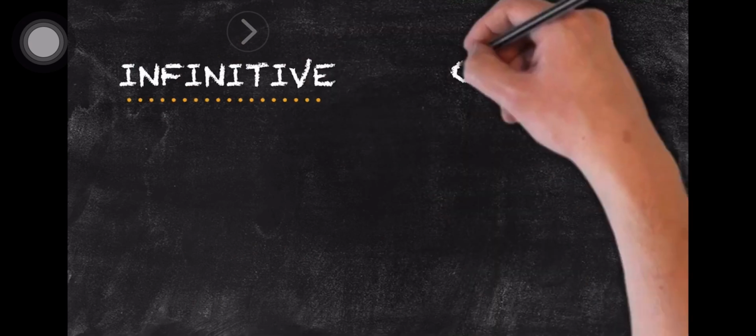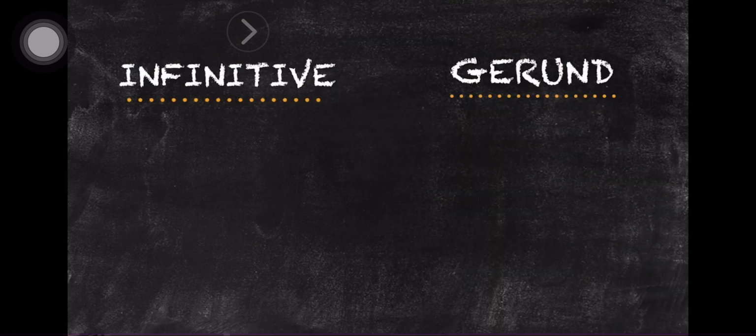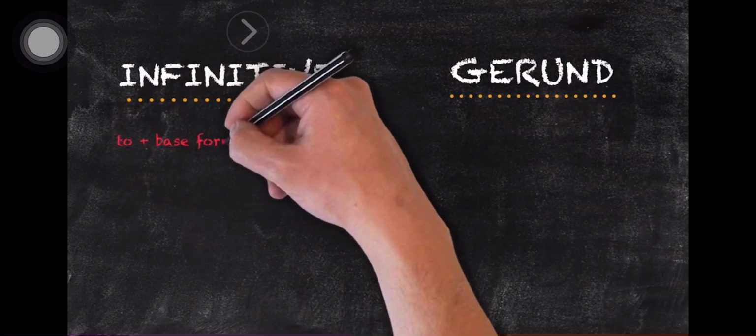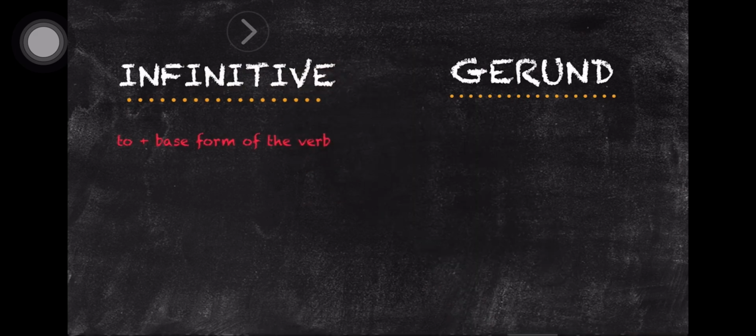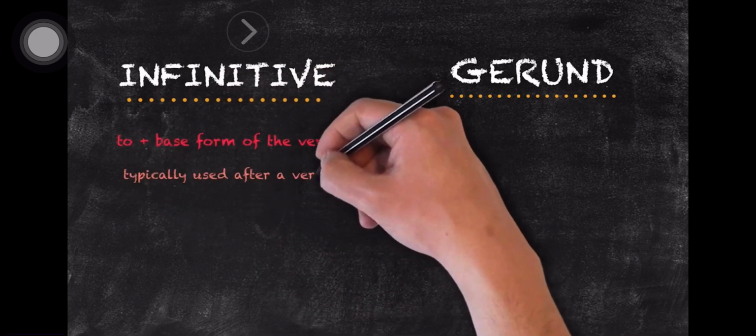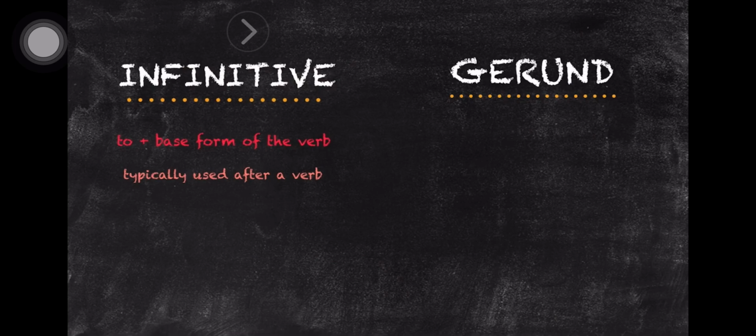And now we'll have a look at both the infinitive and the gerund. The infinitive is the word to followed by the base form of the verb. We'll typically use it after a verb, specifically verbs like want or hope. We can make statements like, I want to go to the beach.